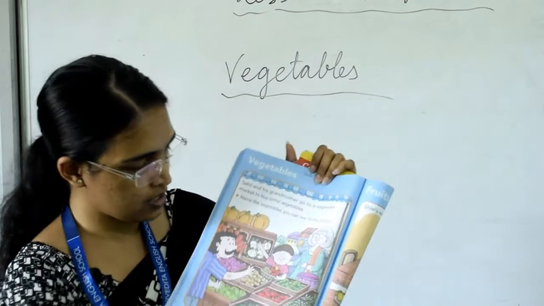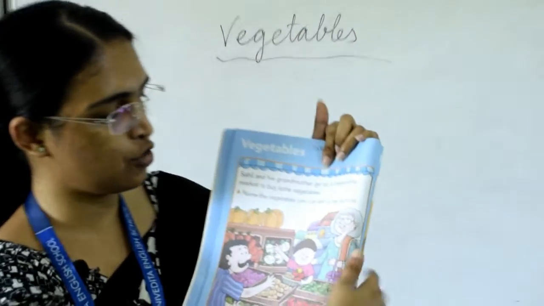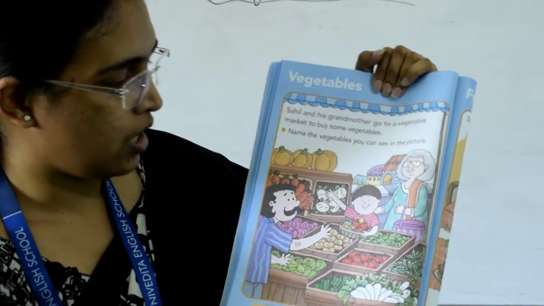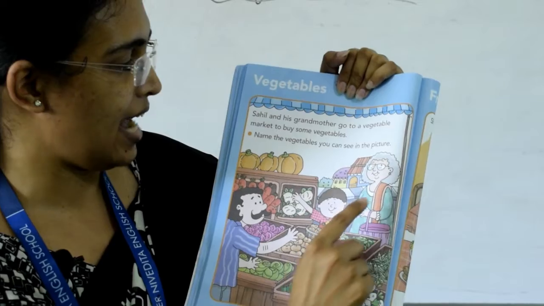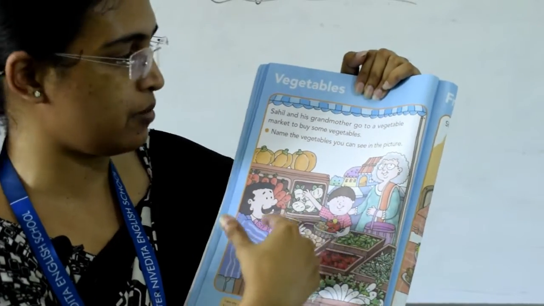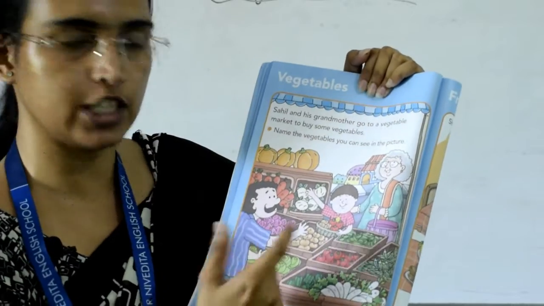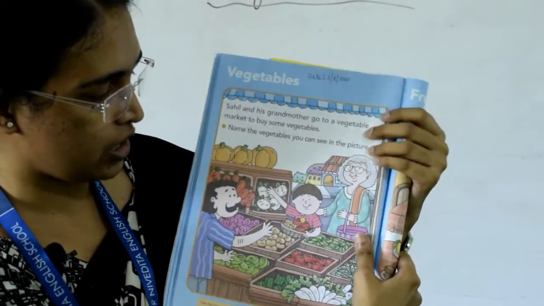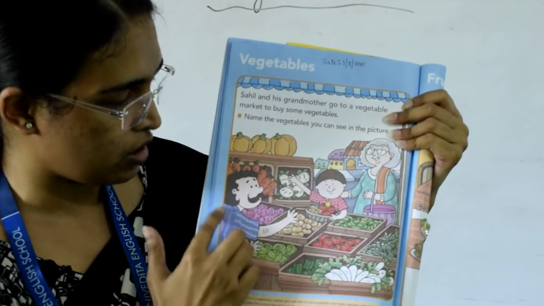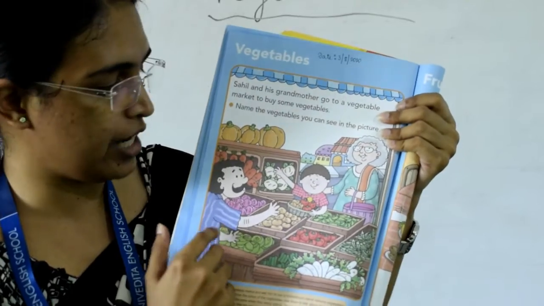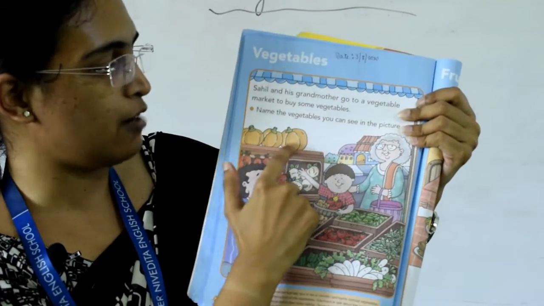So can you see this picture? In this picture, this is Sahil and this is his grandmother. They went to a vegetable market to buy some vegetables. So in this picture there are so many vegetables. Look. So you have to tell me the names of those vegetables. Okay. So I have shown you this one.